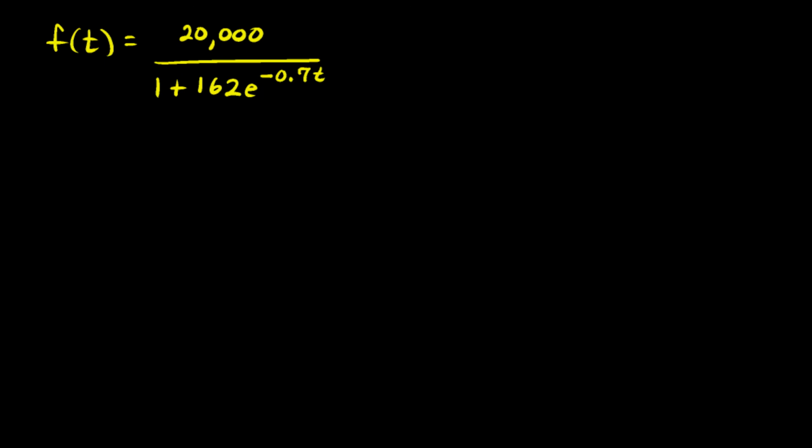Let's say that that equation is f of t equals, let's say, 20,000 divided by 1 plus 162e to the negative 0.7t. Okay, there's not many variables here actually, because e is a constant. T is actually going to be the number of weeks, let's say, after the outbreak of the sickness.